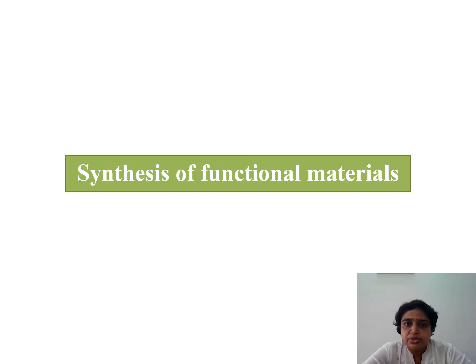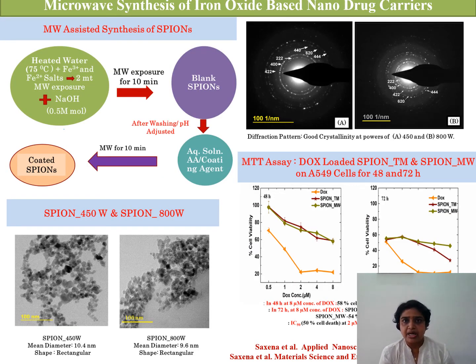Now I'll be coming to the synthesis of functional materials. Different kinds of functional materials, like functionally graded materials, as well as some materials useful for the pharma industry, can be synthesized in our group. The first example I have taken is the microwave synthesis of iron oxide based nano drug carriers. We synthesized these particles with the help of microwave energy.